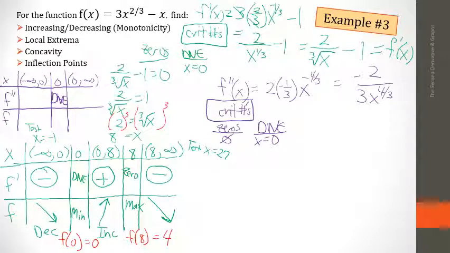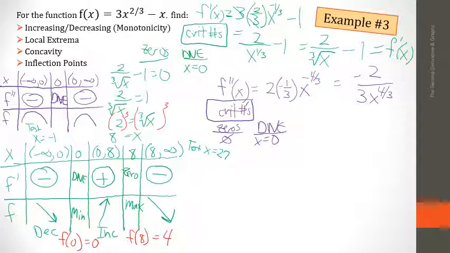Okay, so I would do a test value of maybe -1. If I put -1, the cube root of -1 is -1, to the 4th is +1, times 3 is 3, and -2 divided by +3 is negative. So it's concave down. Put in a test value in 0 to infinity, +1. The cube root of +1 is 1, raised to the 4th power is 1, times 3 is 3, and -2 over 3 is negative. So it's concave down.